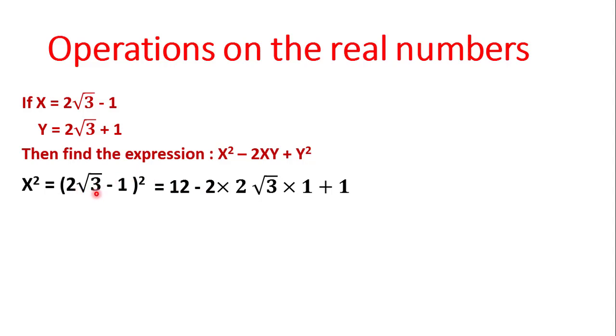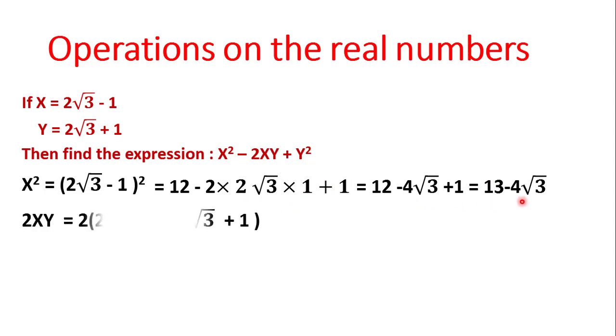So we have 4 times 3, which is 12. The second term will be 2 times 2 root 3 times 1, 2 by first by second. The third term will be 1. Now I can simplify. Here we have 4 root 3 and we have 12 and 1, which is 13. So 13 minus 4 root 3.